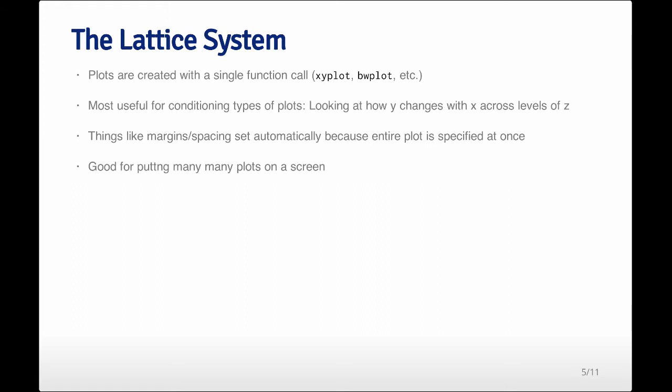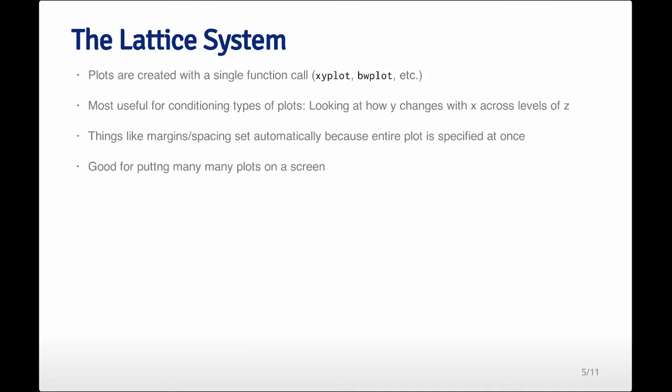The lattice system is most useful for what are called coplots or conditioning plots, where we want to look at the relationship between, let's say, x and y as it changes across levels of z. The idea is that you're conditioning on different levels of z, and then you're looking at x and y in each one of those plots. These are sometimes called panel plots because you're looking at the same thing in every panel, but just for different levels of a third variable. And you can even combine variables. You can look at multiple factors. The system is very useful because you can put a lot of plots on a page very easily and very quickly, as long as you follow this conditioning model.